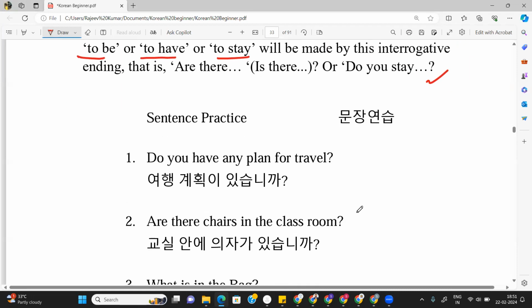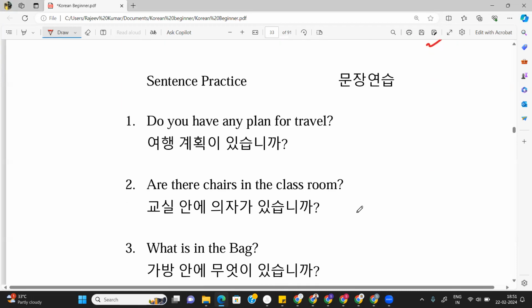So let's do the sentence practice. Read this one. Yes, good. Next, read the first sentence. Do you have any plan for travel? Yes, good. Now read the Korean. Try to read, I will help you.